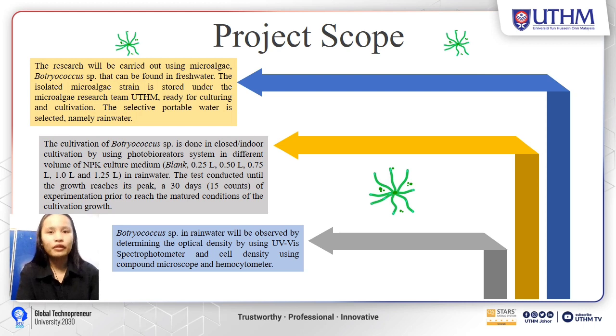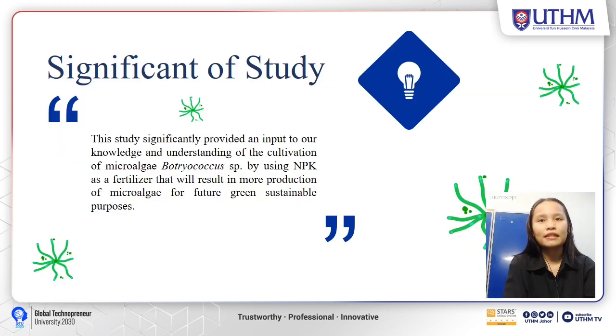Last, Botryococcus species in rainwater will be observed by determining the optical density using UV-Vis spectrophotometer DR6000 and the cell density using compound microscope and hemocytometer. Next is the significance of the study. This study significantly provides an input to our knowledge and understanding of the cultivation of microalgae Botryococcus species by using NPK as a fertilizer that will result in more production of microalgae for future green sustainable purposes.